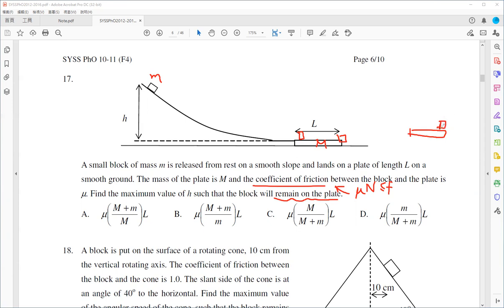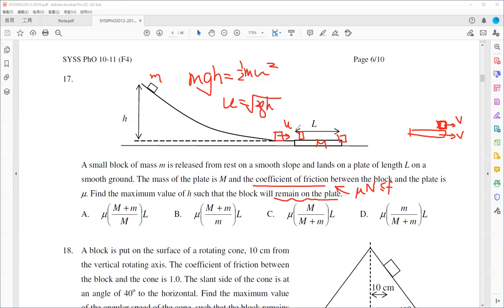At that time, if there's no friction, then it will not slide over the plate. When will they have no friction? Actually, when they have the same velocity, there will be no friction. Let's say the velocity is v. For the velocity of the block before it lands on the plate, we can make use of energy: the loss in GPE is the gain in KE. Then you find u is the square root of 2gh.